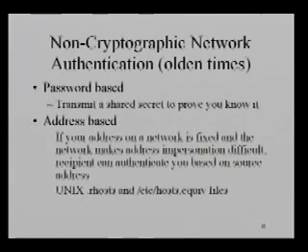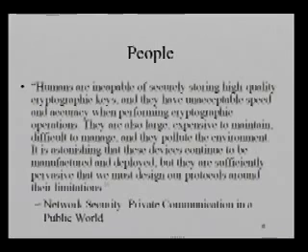So in the book, this is a quote from our security book, which sort of explains the real problem behind all this. Humans are incapable of securely storing high-quality cryptographic keys, and they have unacceptable speed and accuracy when performing cryptographic operations. They're also large, expensive to maintain, difficult to manage, and they pollute the environment. It's astonishing that these devices continue to be manufactured and deployed, but they are sufficiently pervasive that we must design our protocols around their limitations.